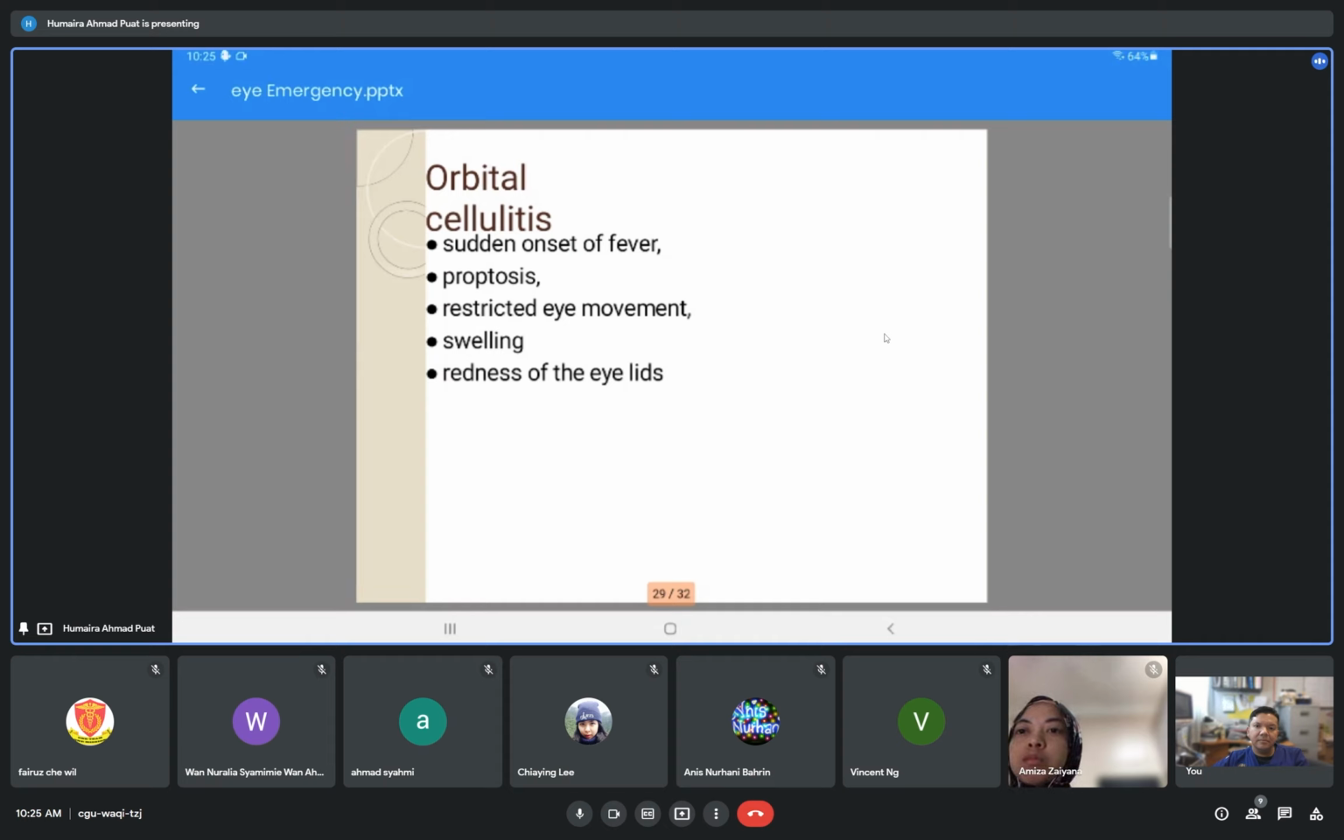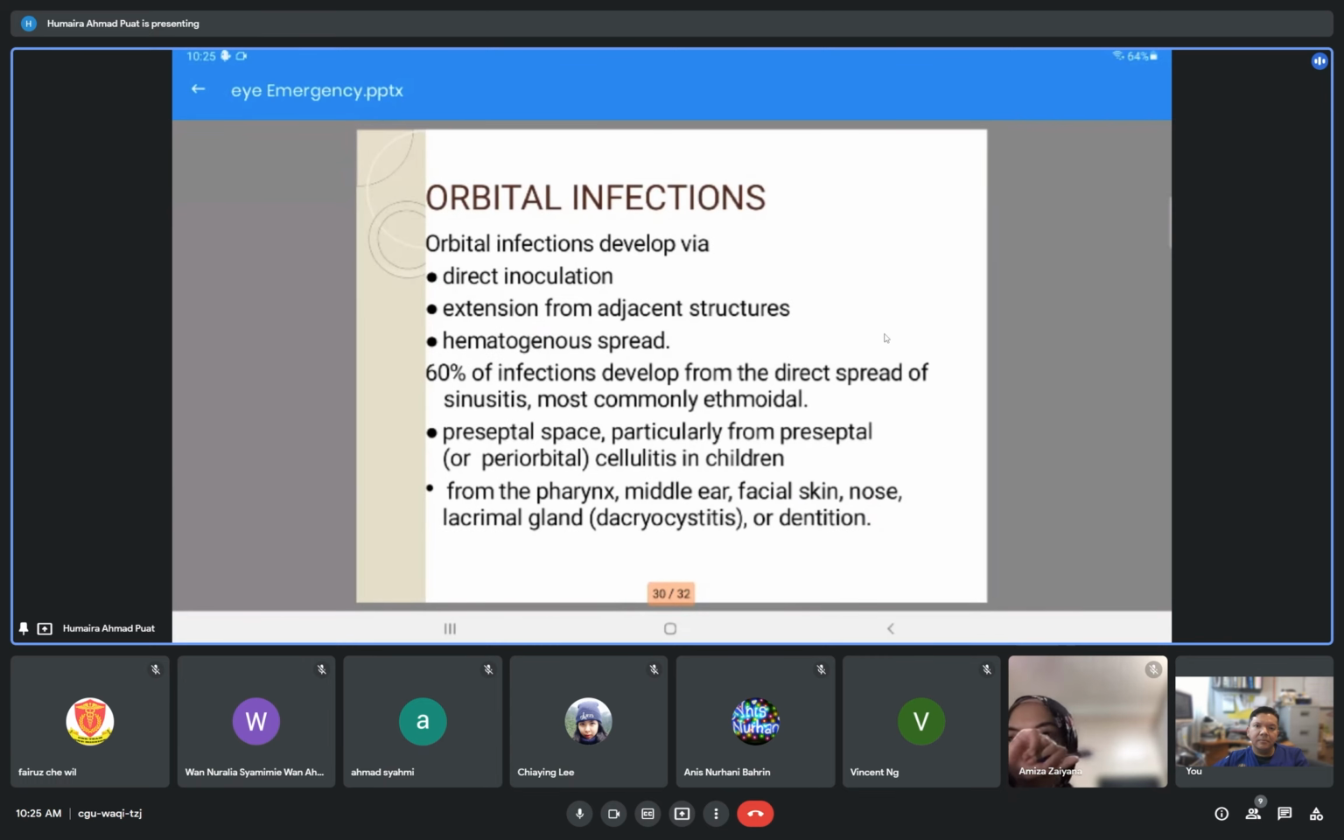Okay, and then for orbital cellulitis, the patient can come in with sudden onset of fever, proptosis, restricted eye movement, and swelling and redness of the eyelids. Orbital infection can develop via direct inoculation, extension from adjacent structures, or hematogenous spread, particularly from preseptal cellulitis in children.